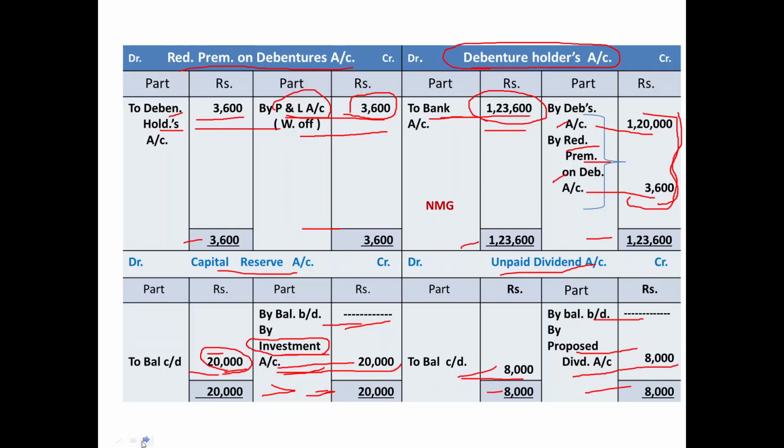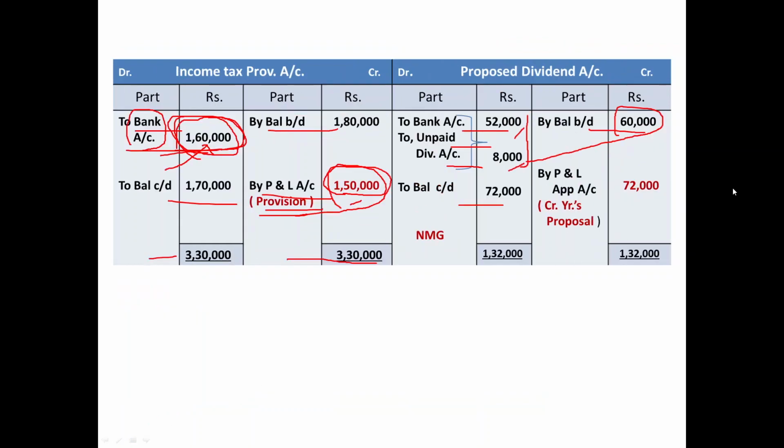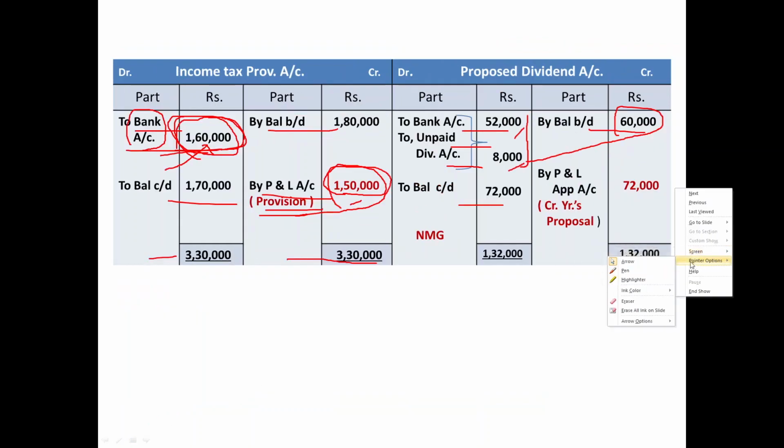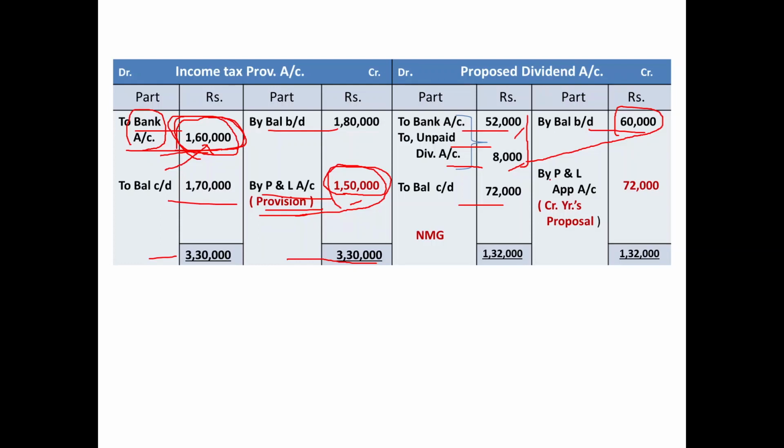Then the current year's proposal 72,000. Profit and loss appropriation account debited, to proposed dividend account credited current year's proposal, which is lying in the form of closing balance at the end of the year. As I told you, this cannot be paid in the current year. After getting the consents of the shareholders in the AGM, which will take place in the next year, company will be making the payment of this 72,000 in the next year.